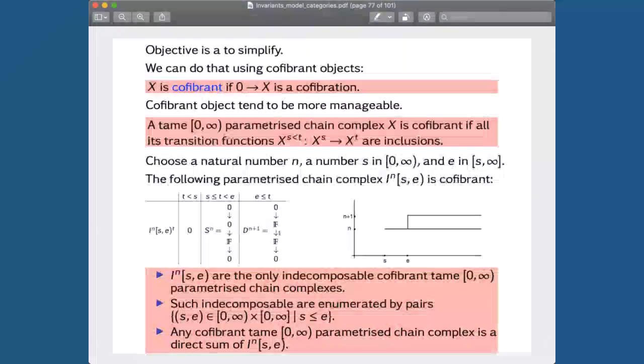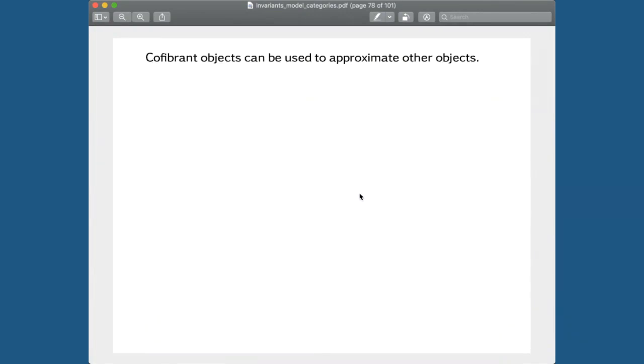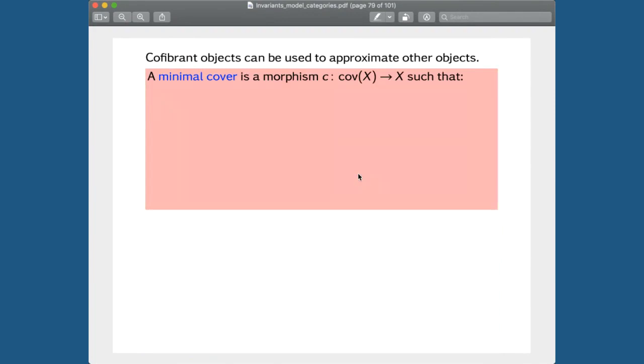So our simplifying strategy is to use these more manageable cofibrant objects to approximate other more complicated objects. Okay? Arbitrary objects are complicated. We found a collection of more manageable objects. So we are going to use these more manageable objects to approximate more complicated ones. And here minimality is going to play a significant role. Okay. So cofibrant objects can be used to approximate other objects. So I will try to explain to you what this approximation means, okay?